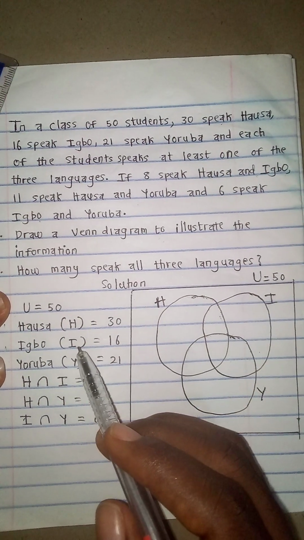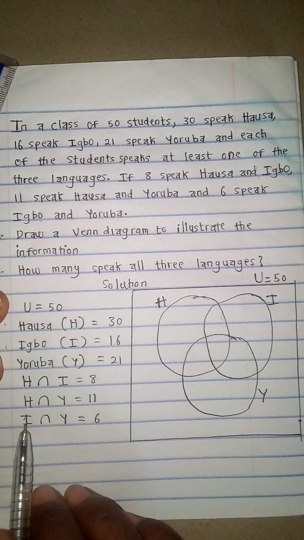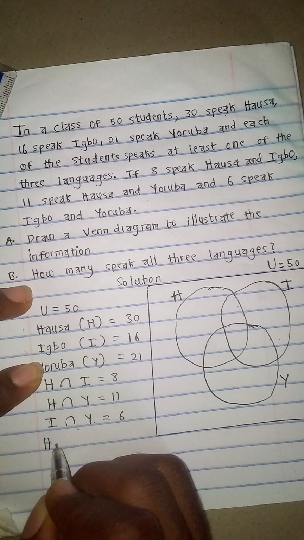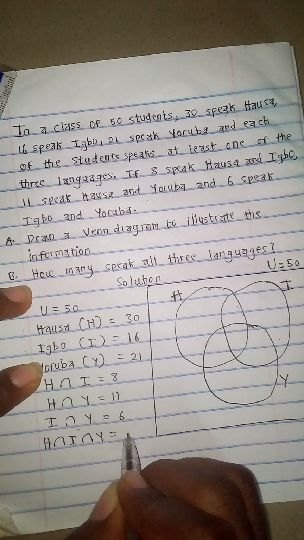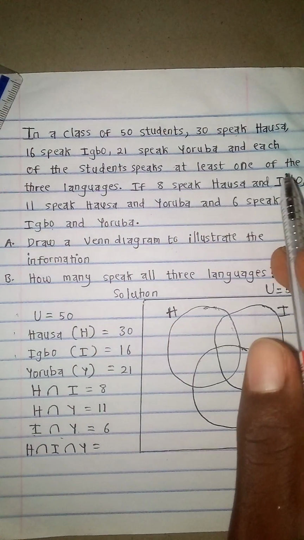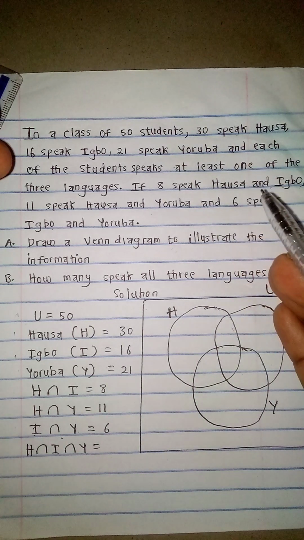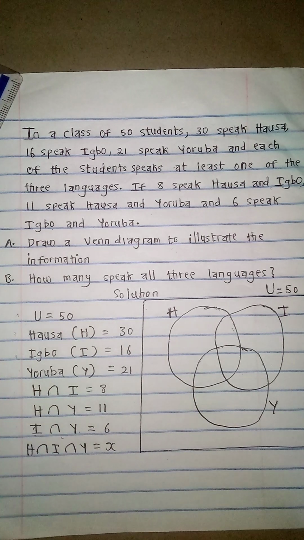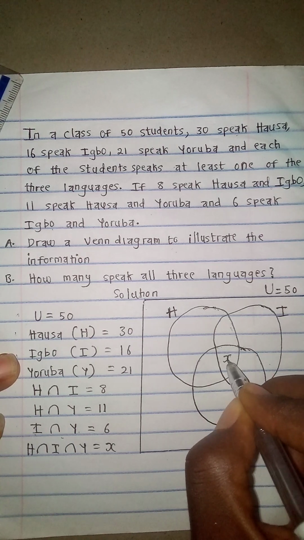Now let's come to our information here. We have H intersection I, H intersection Y, I intersection Y, but we don't have something like H intersection I intersection Y. We weren't given it in our question. We don't have a part in our question that says a particular number speak Hausa, Igbo, and Yoruba. So we represent it with a letter, let's say X. So we'll be filling in our intersection here with X because we don't know it.